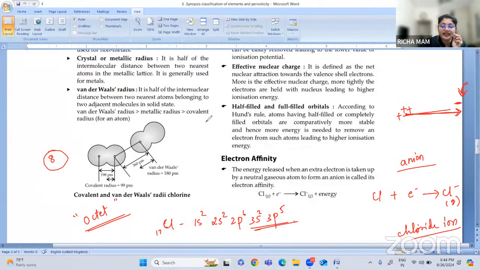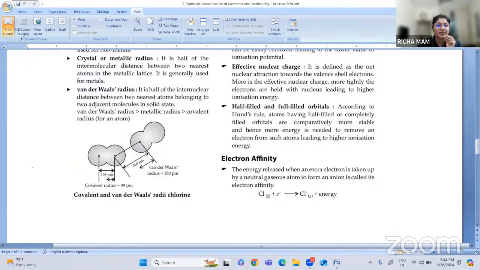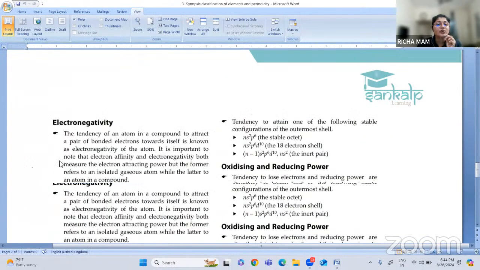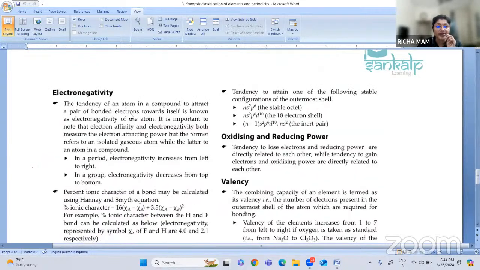Now electron affinity is taking up an extra electron. The energy which is released is called the electron affinity. So remember these very important concepts. Next is electronegativity.